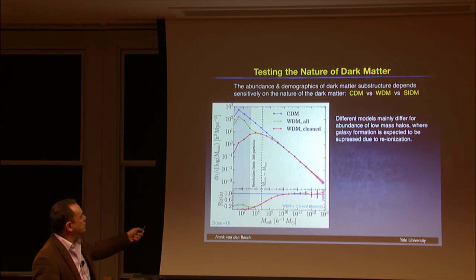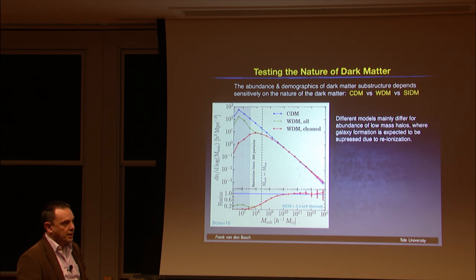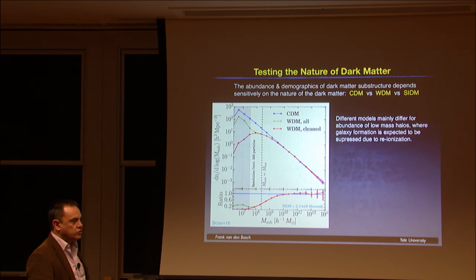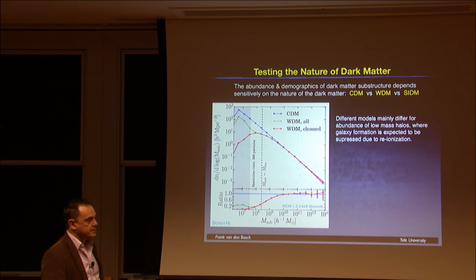Yes, this is because of artificial fragmentation that happens in the warm dark matter simulations that you have to correct for. Initially, people thought that when you go to glass initial conditions, that goes away, but it doesn't go away. There's still artificial fragmentation, so that's what this thing is.